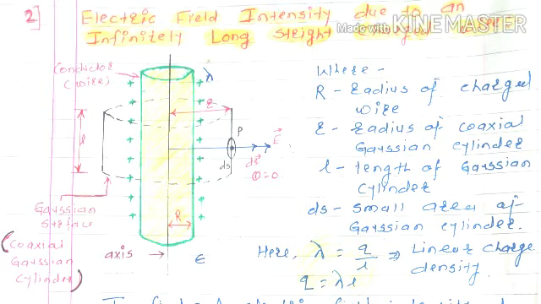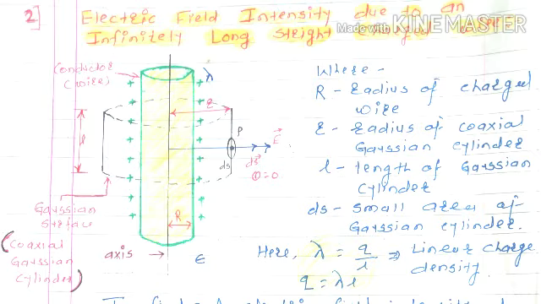Electric field intensity due to an infinitely long straight charged wire, that is, a cylindrical conductor. Consider a wire or cylindrical conductor having radius capital R. Here the shape of the conductor is uniform, so the charge distribution on the surface of the conductor is also uniform. Let lambda be the linear charge density of this conductor, that is, charge per unit length.